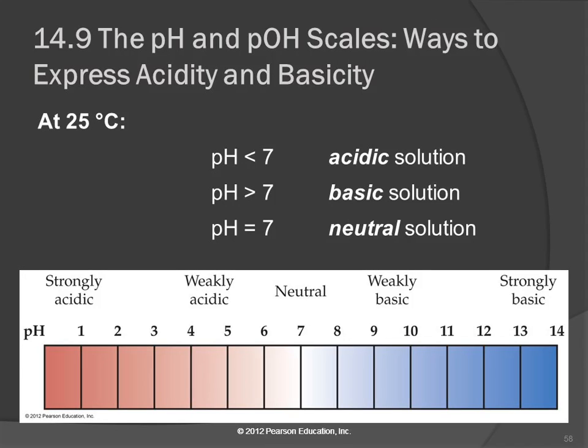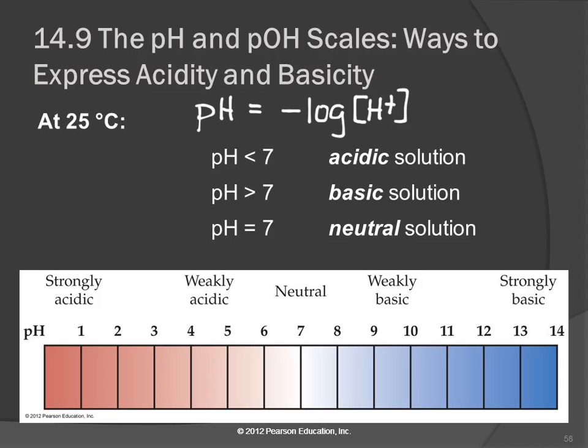So the pH and pOH scales, we're going to talk about what these are. I did this lecture this morning, and I think this just seems a little backwards. So let's just say what pH is first. pH is the negative log of the hydrogen ion concentration, or hydronium ion concentration. They're essentially the same thing.